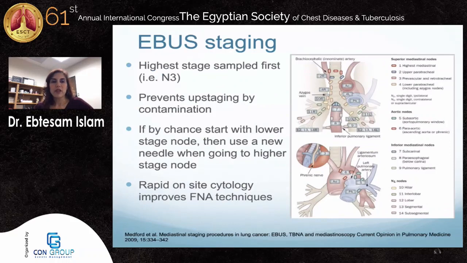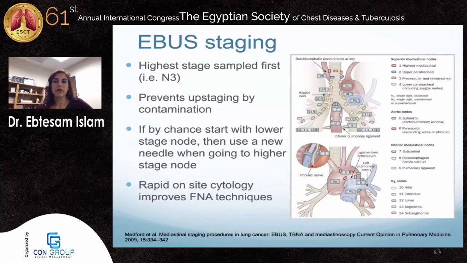For EBUS staging, you want to start with your highest stage sampled first. So you want to start with your N3 node. So for example, if I have a right upper lobe nodule, I want to start on the contralateral side with my N3 node and work my way from N3 into N1. And what happens is that this prevents upstaging by contamination.